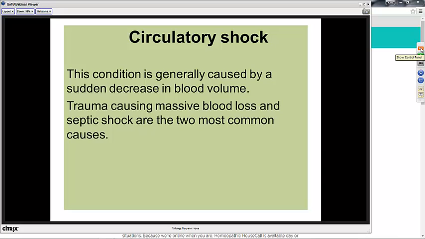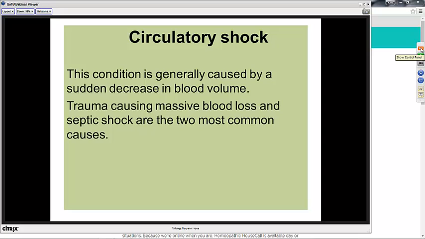What happens is that the systemic infection causes a sudden decrease in blood volume, and actually death. Usually, circulatory shock happens because of massive blood loss through trauma.